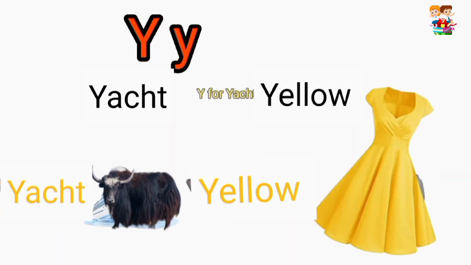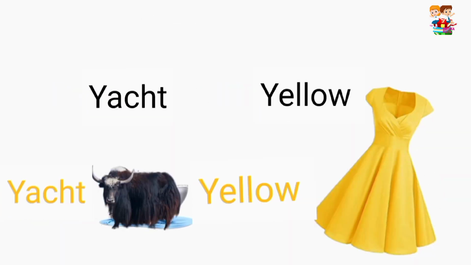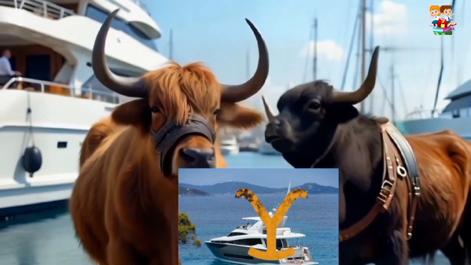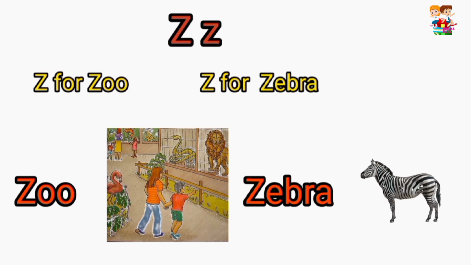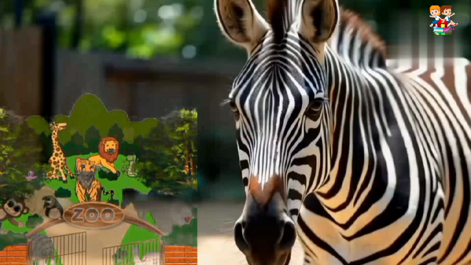Y for yacht and Y for yellow, Y. Z for zoo, Z for zebra, Z.